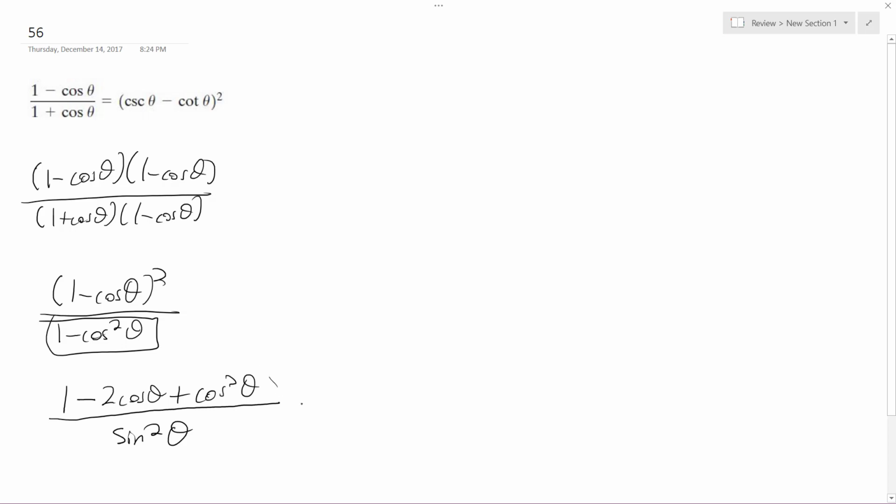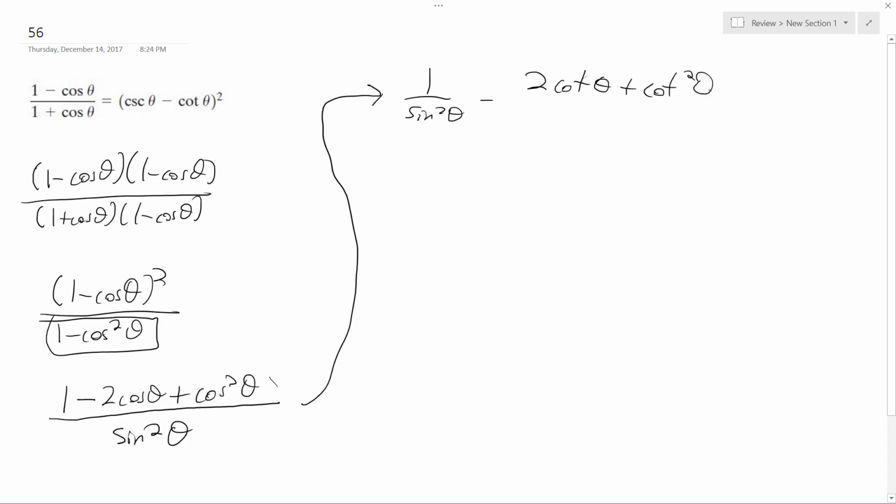Actually, rewriting this, what happens is you can rewrite this as 1 over sine squared theta minus 2 cotangent theta plus cotangent squared theta, because that's the cosine squared over sine squared. And this is the same thing as just saying (cosecant theta minus cotangent theta) squared.